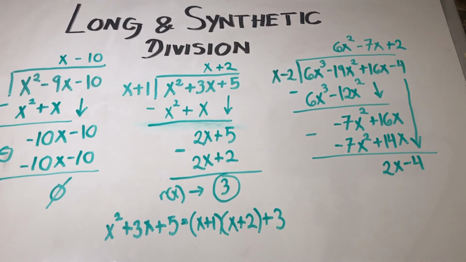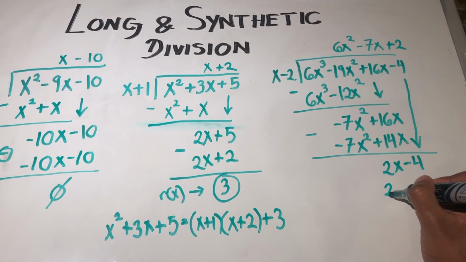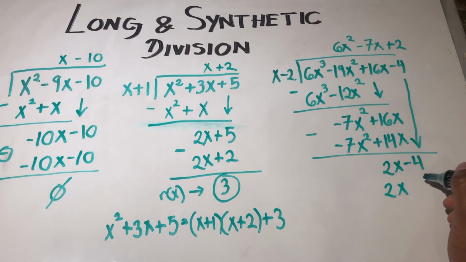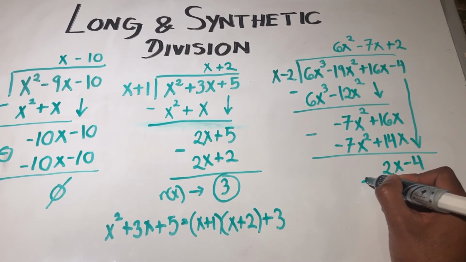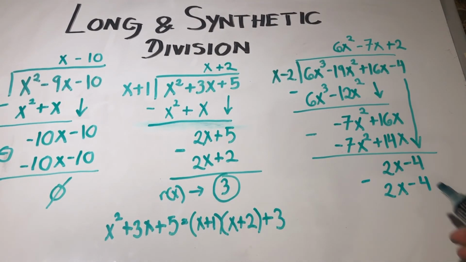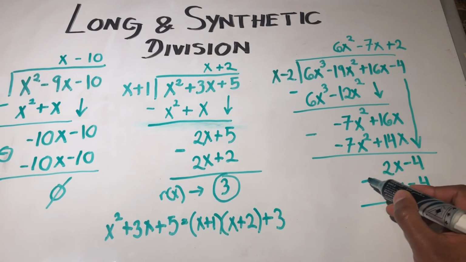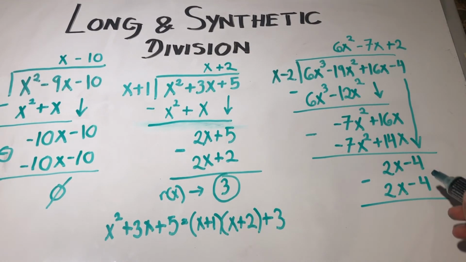2 times x is going to give us 2x. And then 2 times negative 2 is going to give us negative 4. Subtracting both terms, 2x minus 2x is 0. Negative 4 minus negative 4 is negative 4 plus 4, and that's 0 again. So it's fairly easy and kind of fun.